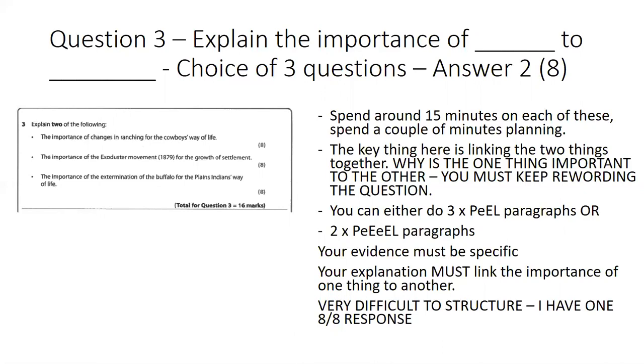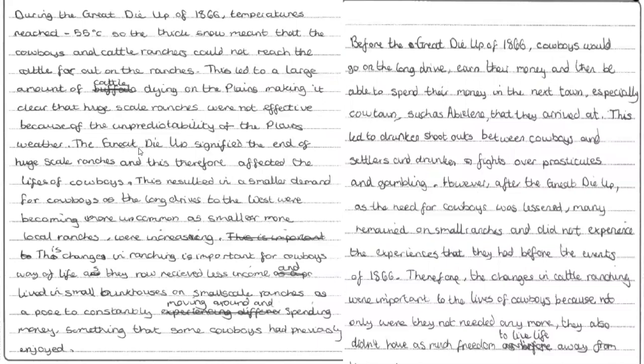Now I have an 8 out of 8 response, and this was based on the first question here, the importance of the changes in ranching to the cowboys' way of life. This person structured it differently, but they've done it well. So during the Great Die-Up of 1866, temperatures reached minus 55 degrees. Straight away, there's a slight error there because it wasn't in 1866.